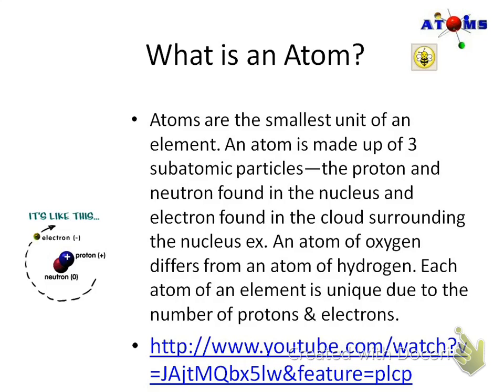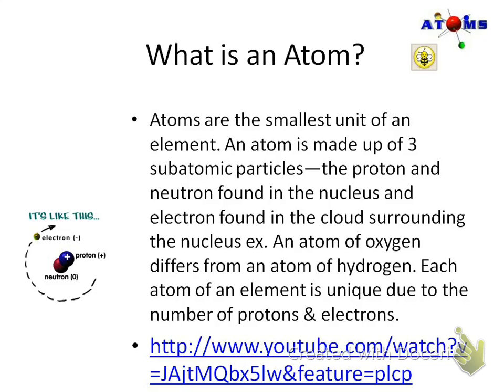All right, so the basic unit of all matter is the atom, as we mentioned when we started talking about matter and how it changes last week. And so atoms are the smallest unit, and atoms are very, very small. An atom is made up of three particles: the proton and neutron, which we know from our atomic history notes are found in the nucleus, and then the electrons are found in the cloud surrounding the nucleus.